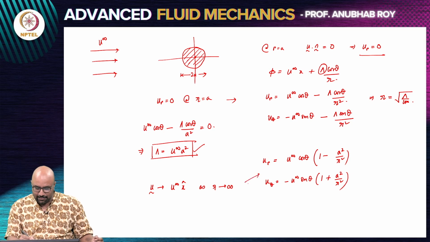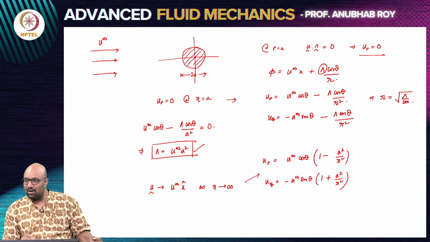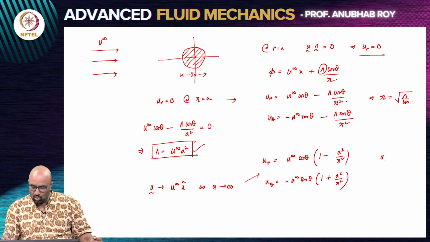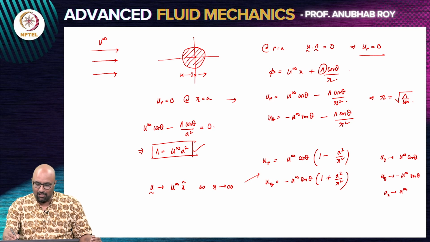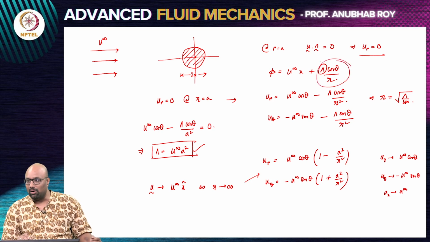And now, if you check, if you take R going to infinity, UR approaches U infinity cosine theta and U theta approaches minus U infinity sine theta, which is nothing but Ux approaching U infinity. Now, this is not a stroke of luck. It is not like we landed on a solution which automatically satisfies the boundary condition. We have chosen this carefully, that the potential was a dipole.